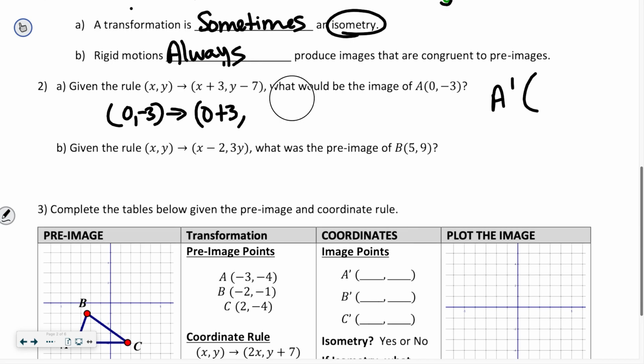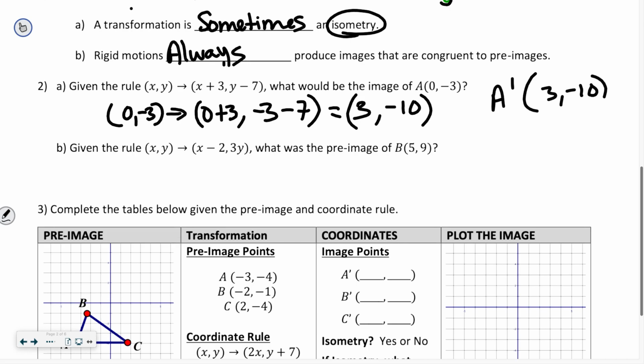-3. Actually, I made a mistake here. Sorry. You get -3 minus 7. Okay? So what is 0 plus 3? Well, 0 plus 3 is 3. And -3 minus 7 is -10. Okay? So what is A prime? Well, A prime is 3, -10. And I'm done.